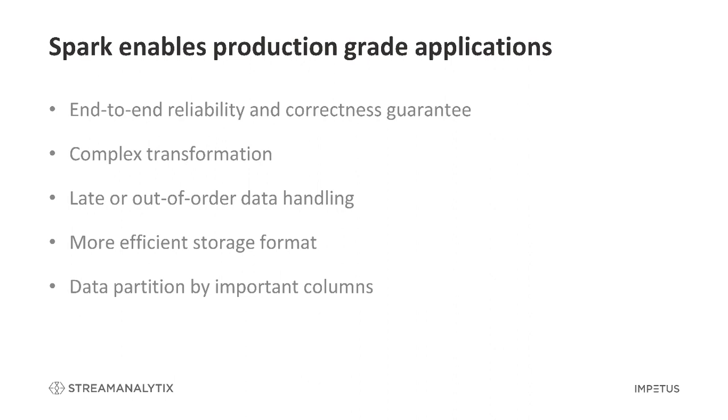Apart from the other factors that we discussed earlier, there are certain other factors which enable us to create production-grade streaming applications on top of Spark. Let's discuss a few of these factors. Spark provides end-to-end reliability and correctness guarantees for your jobs, whether they are streaming or batch jobs. With chaining of multiple transformations together, it allows developers to apply complex transformations on your input data. Spark provides a mechanism to deal with late or out-of-order events. It gives a smooth way to tackle such events in time-critical applications created on top of Spark.